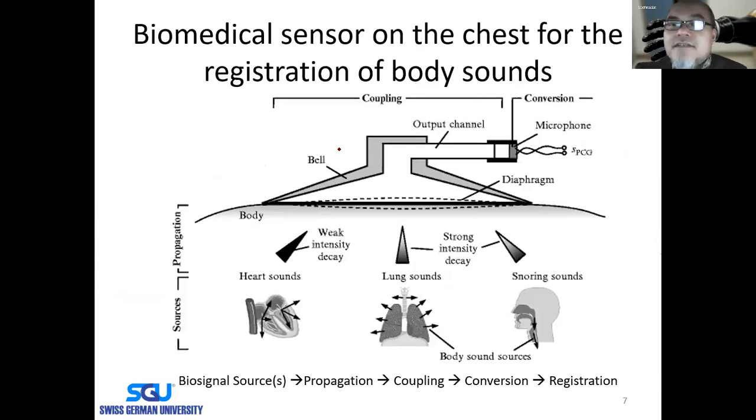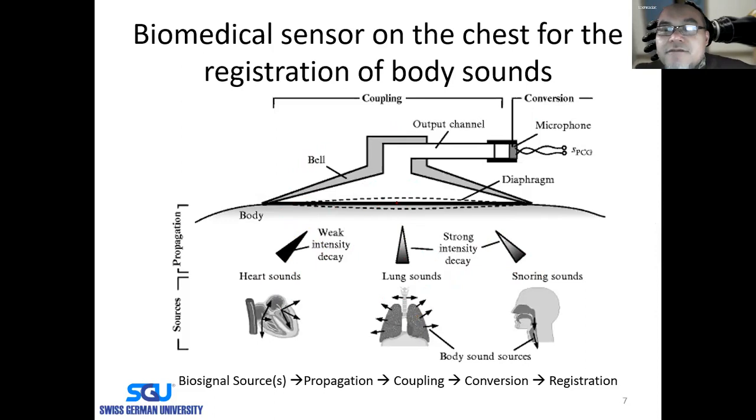Now, your homework, for example, exemplifies one use of a biomedical sensor on the chest for the registration of body sound: the stethoscope. The chest piece is basically the sensor part of the stethoscope. So the chest piece will register any bioacoustical signal from the body. Bioacoustical here is actually the more scientific terminology for body sound. It can be strong intensity, like a snoring sound, or the sound from the lung, which is expanding and contracting, but also weak intensity sounds, like the heart sound. All of these can be registered through the chest piece of a stethoscope.